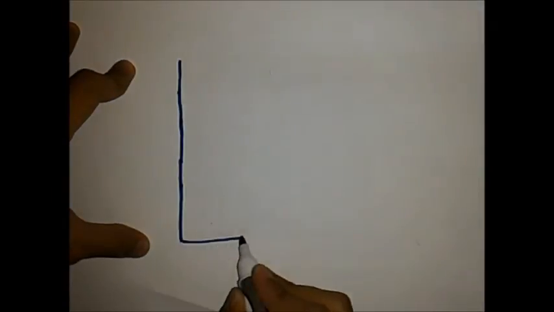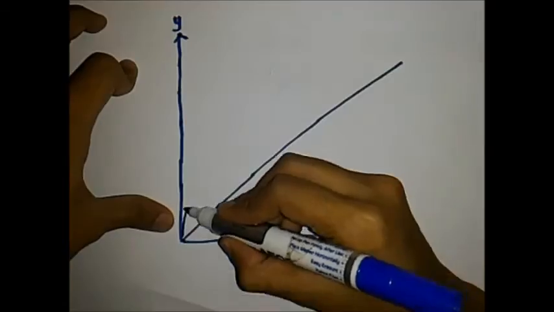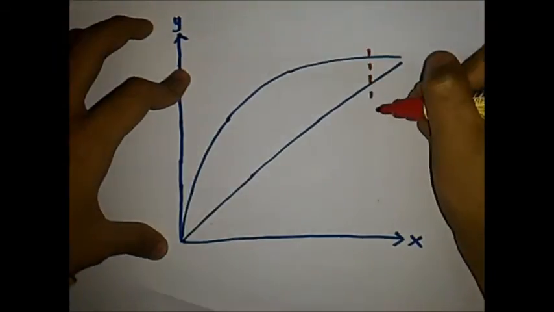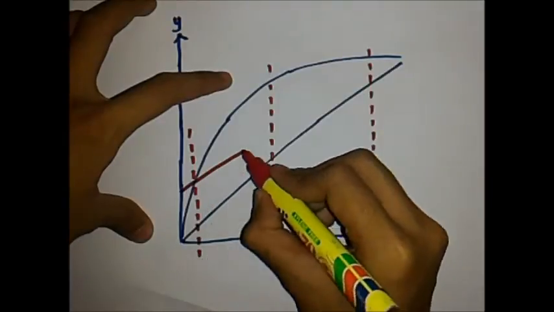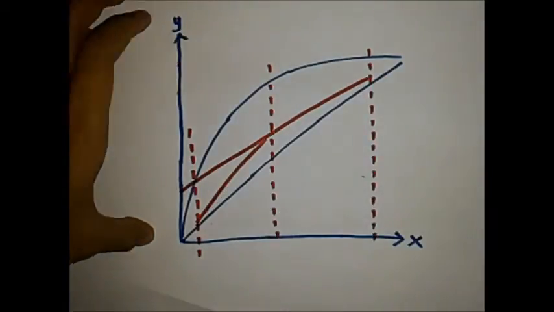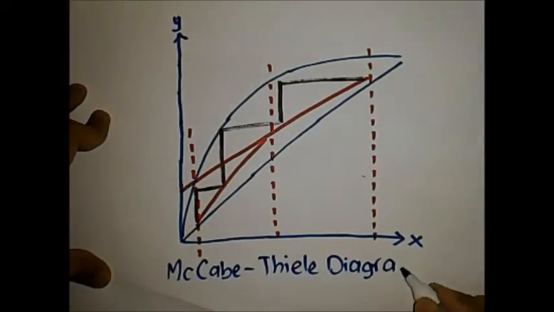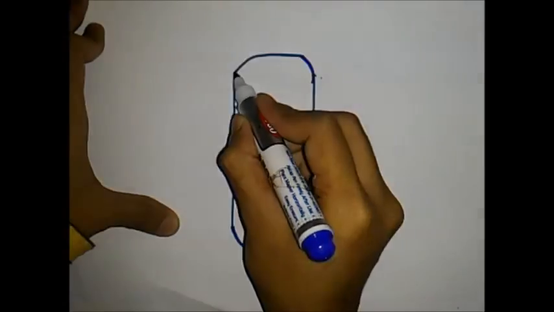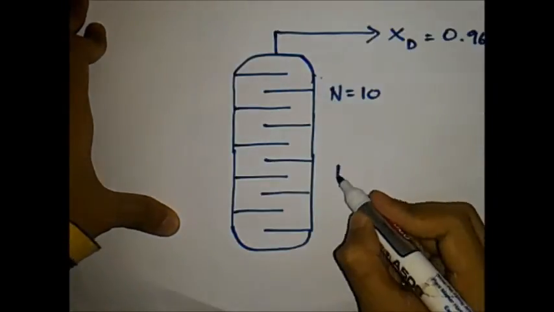Next, the number of stages is also determined by using the McCabe-Thiele method. By using a reflux ratio of 1, the number of stages in this column is 10, excluding the reboiler. Since the purity of the distillate is high, a large number of stages is needed to perform the separation process with a small R value.